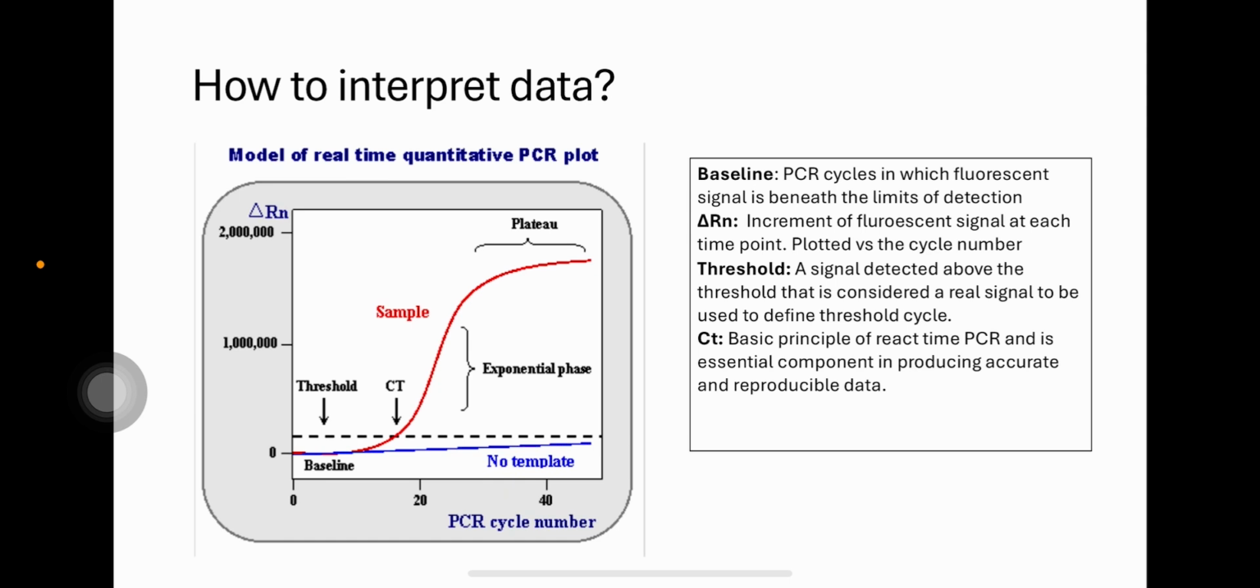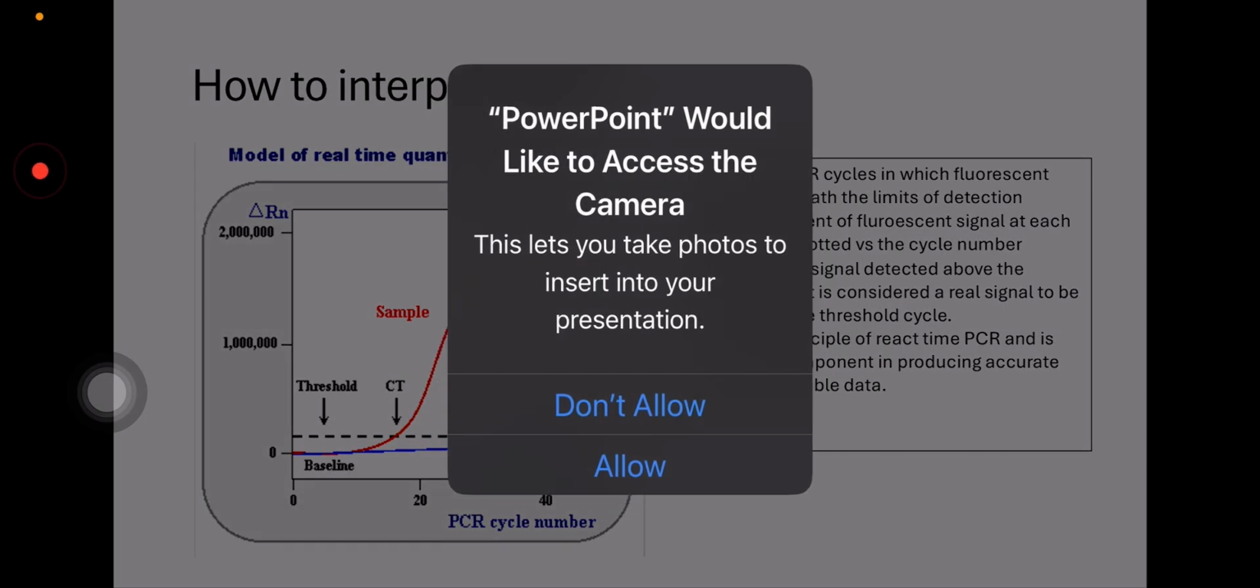We have the threshold, where a signal detected above the threshold is considered a real signal, used to define the threshold cycle. And we can see CT, which is the basic principle of real-time PCR. It's an essential component in producing accurate and reproducible data. And that is it. Thank you.